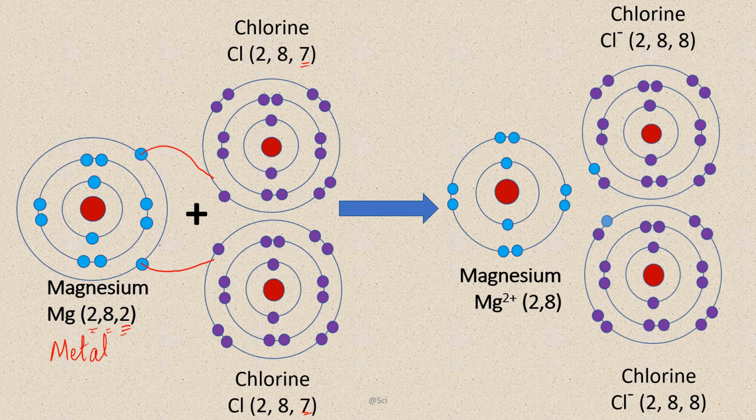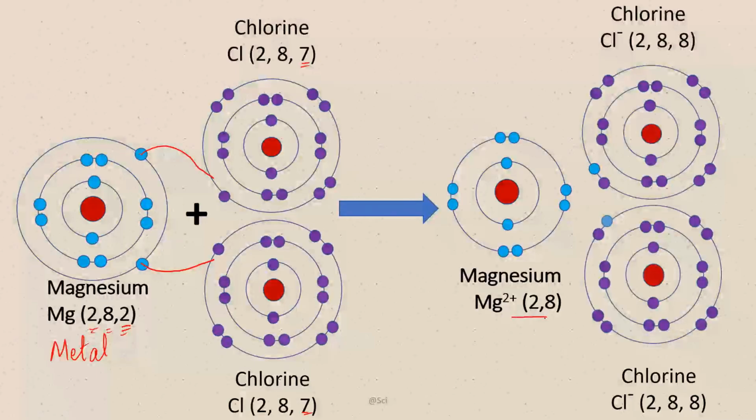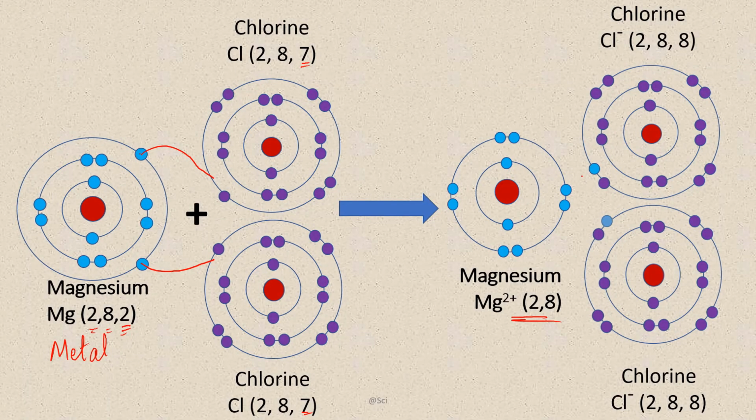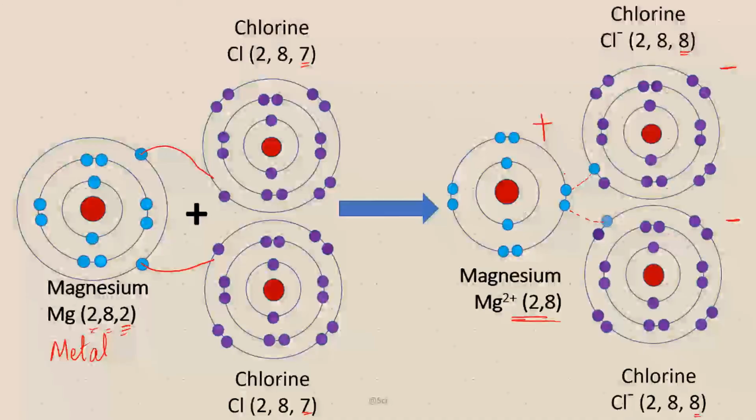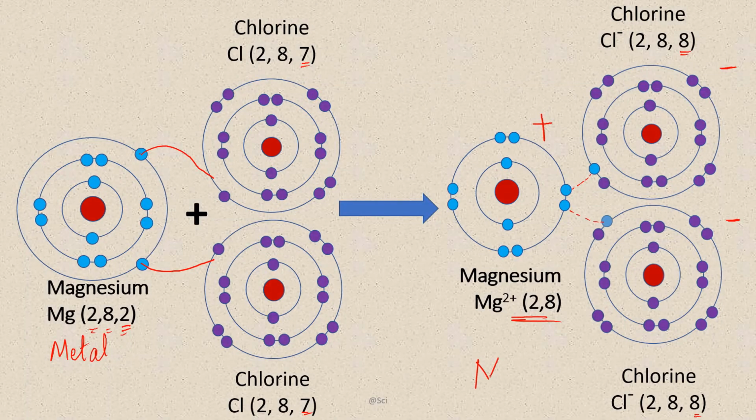So one magnesium atom donates 1 electron each to 1 chlorine atom, and as a result you will see that magnesium has now completed the octet. Magnesium is stable. Chlorine is also happy and settled because the octet is complete here and in this case also. Magnesium becomes positively charged, and because the chlorines have accepted electrons, both become negatively charged, and there is a force of attraction, and hence there is formation of the compound magnesium chloride.